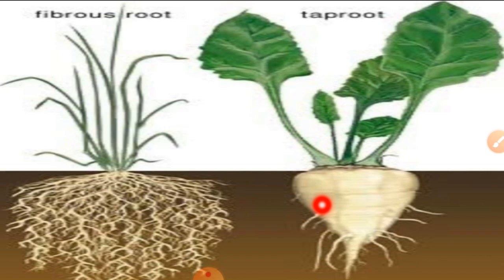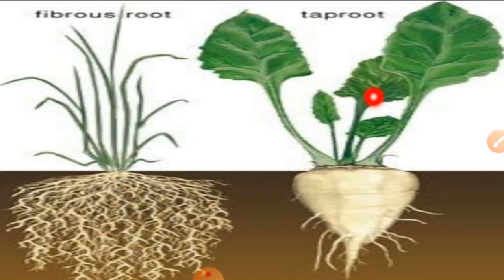We know that when the plant has a reticulate venation, it has a taproot. When the leaves have a parallel venation, which type of root do they have? They have a fibrous root.